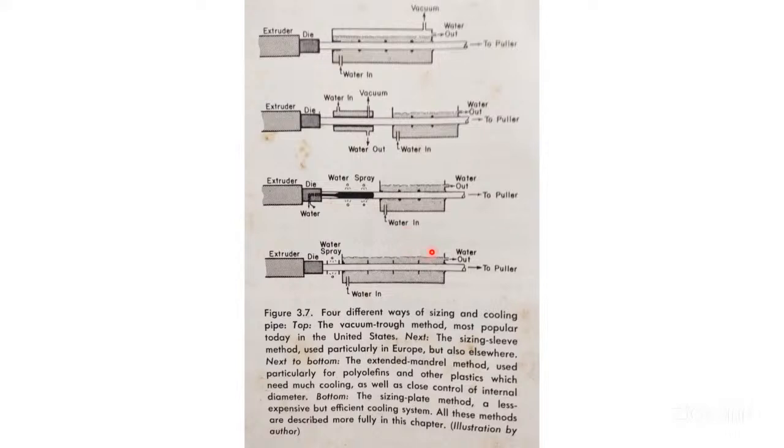So a collapsible pipe you can manufacture by this method. A collapsible pipe, which we can fold and store in a specific place. If we have a need, again we remove it, open that pipe, spread it, and again pass the water. Therefore, a collapsible pipe you can manufacture by this sizing plate method. The last one, this one.